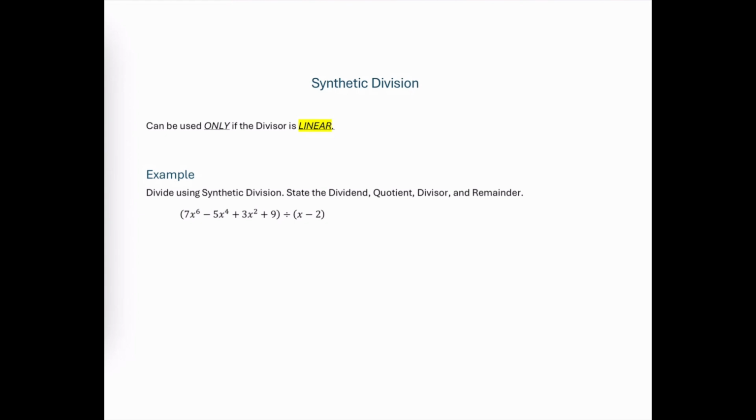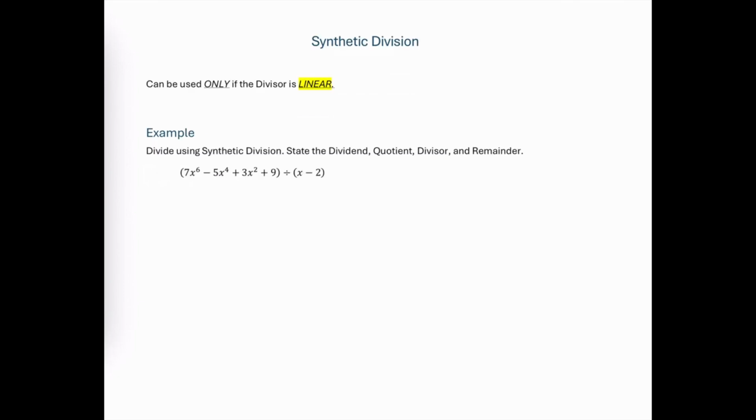Synthetic division provides us with a shortcut to polynomial long division. However, it can only be used if the divisor is linear. Let's recall that this polynomial is the dividend and this is the divisor. Our dividend is degree 6, but the divisor is degree 1, which means that the divisor is linear and we're allowed to use synthetic division.